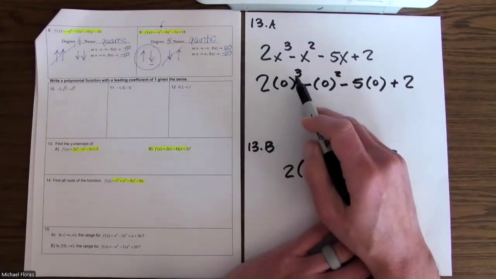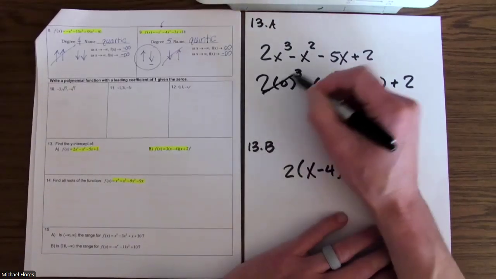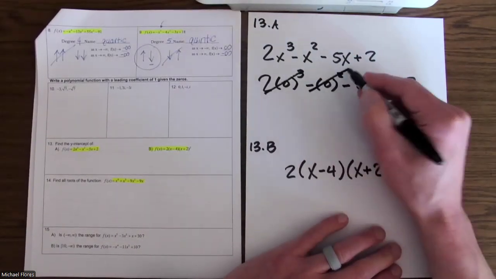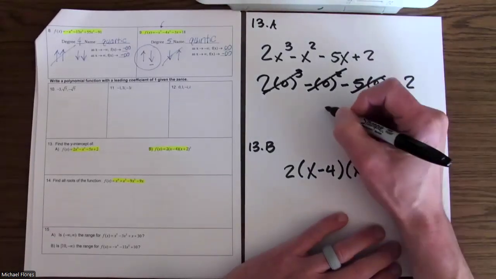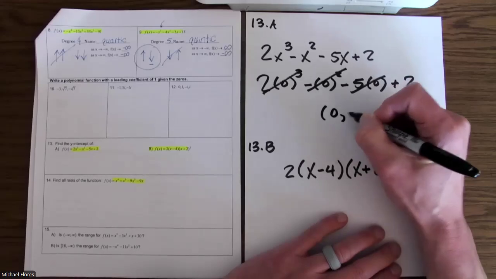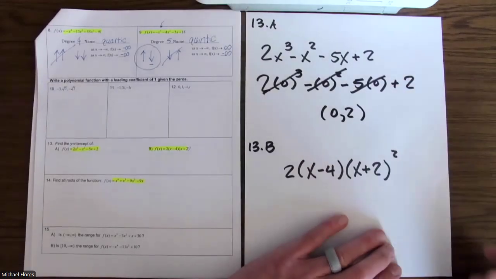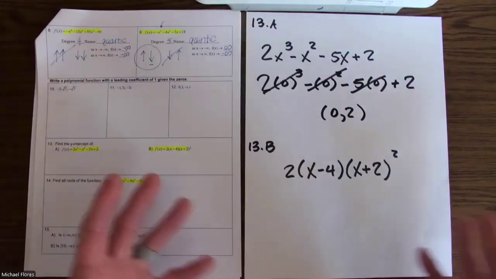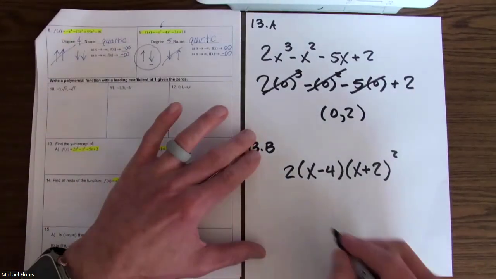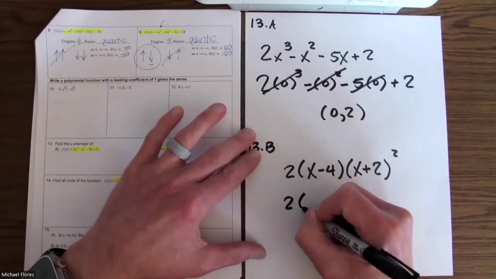Okay, well, 0 cubed is 0, and 0 times 2 is 0. 0 squared is 0. 0 times 5 is 0. What are we left with? 2. So your y-intercept as an ordered pair is 0, comma 2. This is where this might really help you. If you don't know what your y-intercept is by looking at this, let's substitute a 0 everywhere we see an x.